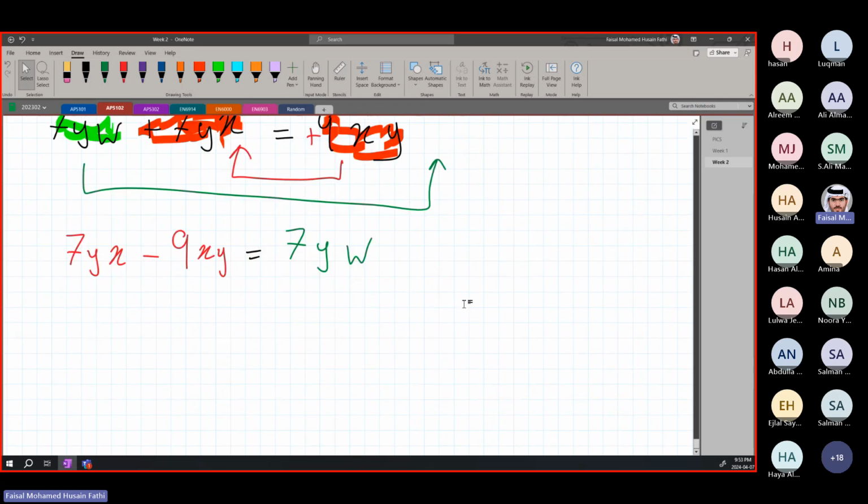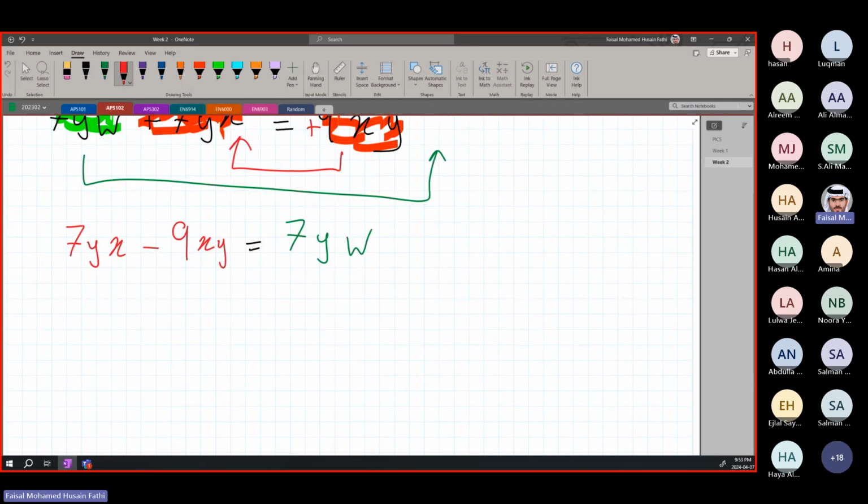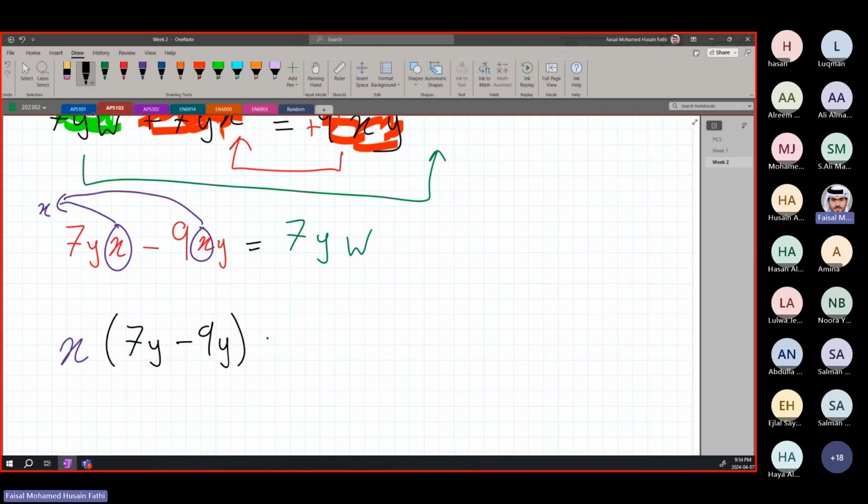All right? So the way to solve this now is to take x as a common factor. So you will take your x as a common factor outside. This x and this x, you will take it out as a common. So this will be x times 7y minus 9y is equal to 7yw.